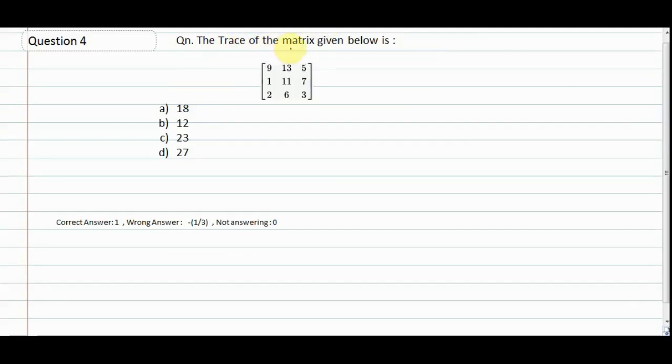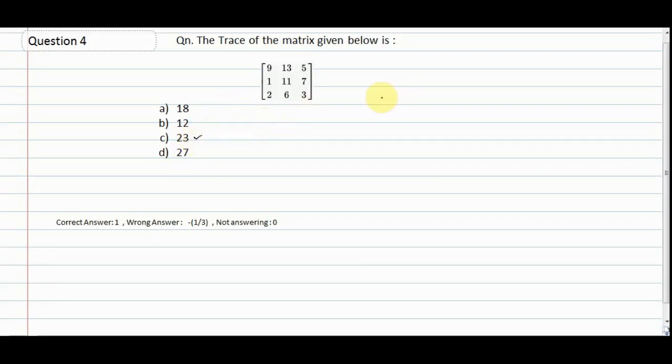The trace of the matrix given below is, option A says 18, option B says 12, option C says 23, and option D says 27. Okay, so you just pause the video and try to answer this question by yourself. Okay, so I hope you have the answer. Here the right answer is option C, 23.